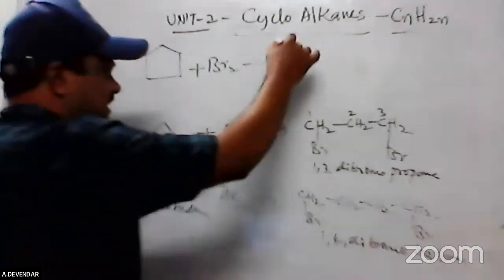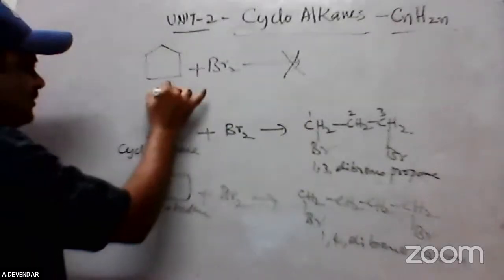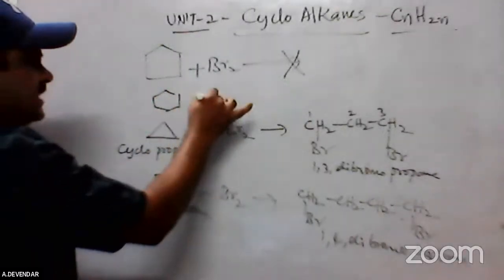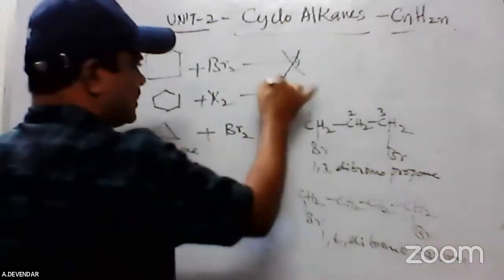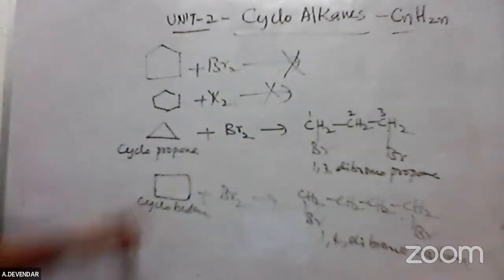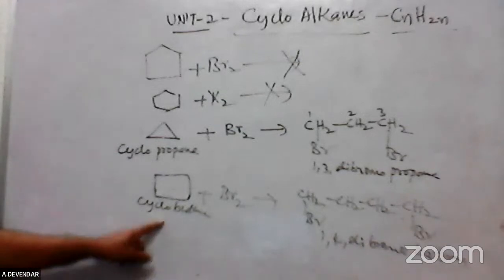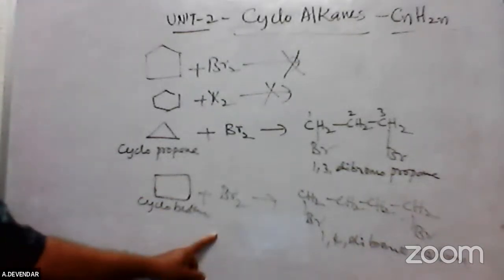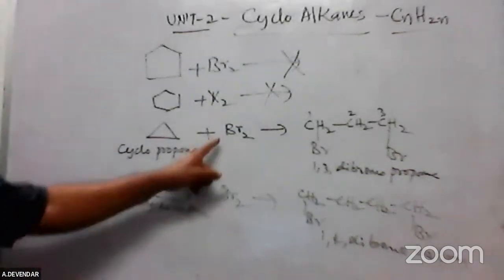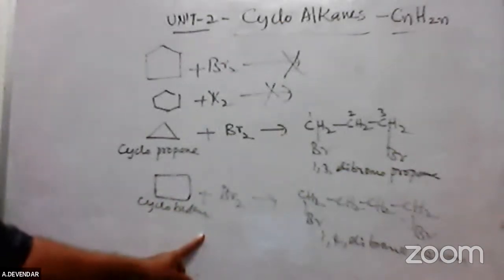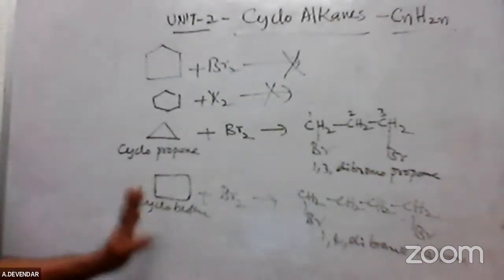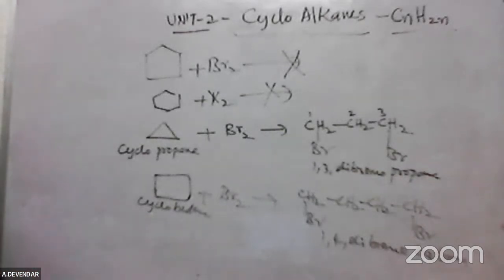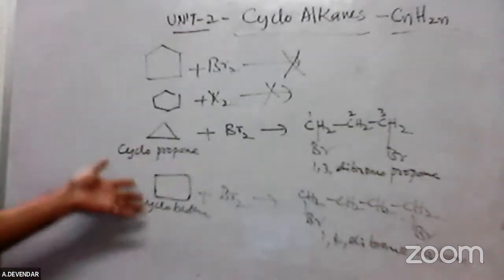But this reaction does not take place. Even with cyclohexane, the reaction with the halogens also does not take place. Only propane and butane rings can undergo these reactions. This is called as addition reactions. Why? Because here the cycloalkanes are undergoing addition reactions only, not substitution reactions. Okay, these addition reactions we are getting in this particular case.